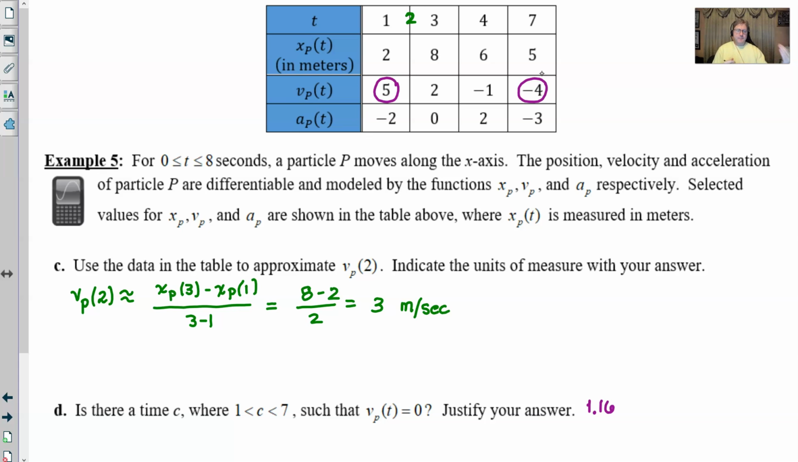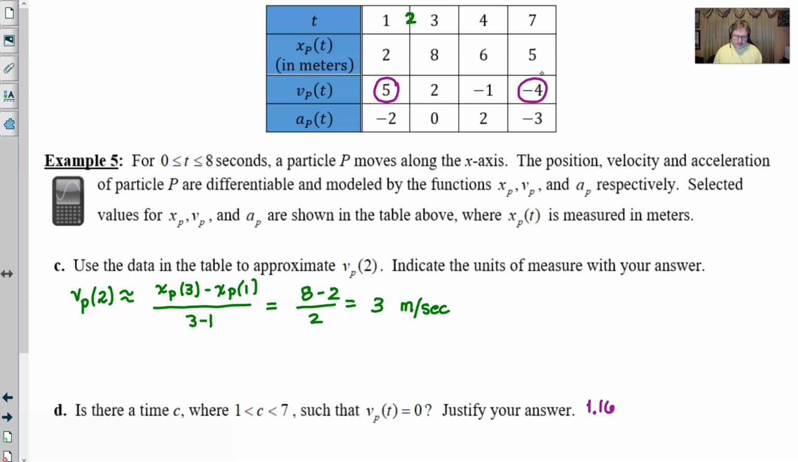Well, if you have a positive and a negative value, and you know that the function that joins those two is a continuous function, then we have to cross 0. We have to have a value of 0. You can't get from 5 to -4 without being 0 at some point.